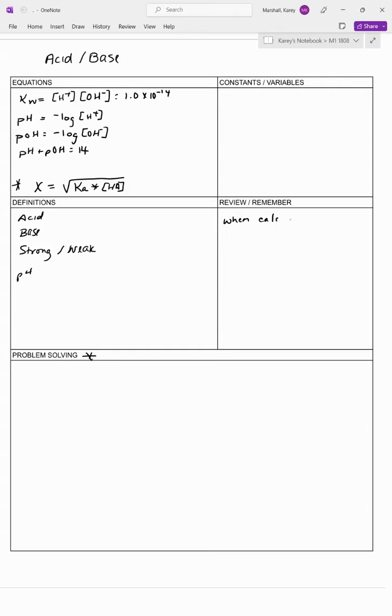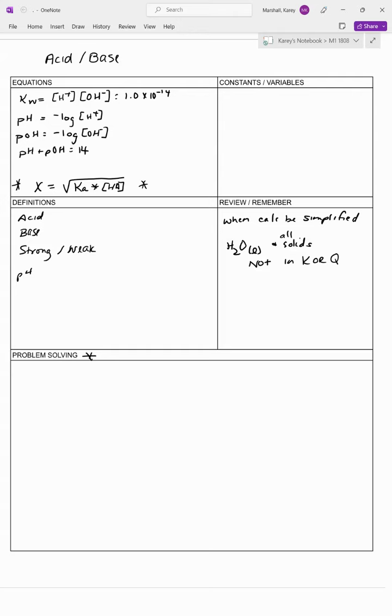When can the calculations be simplified? When they can be simplified, you can use this equation. But again, go through your problem solving and make sure you understand. Liquid water and all solids are not in the K or the Q expressions.